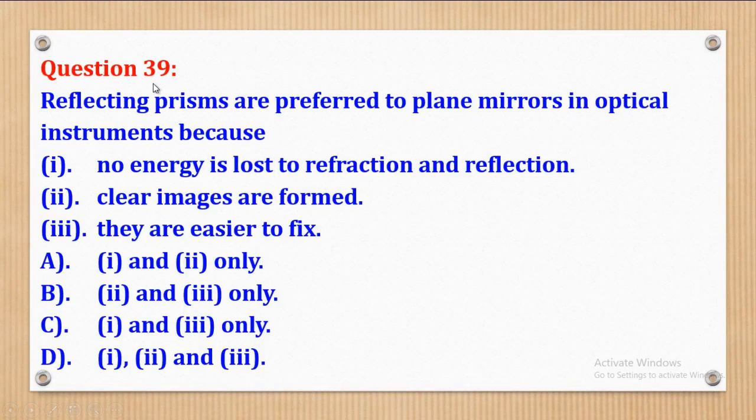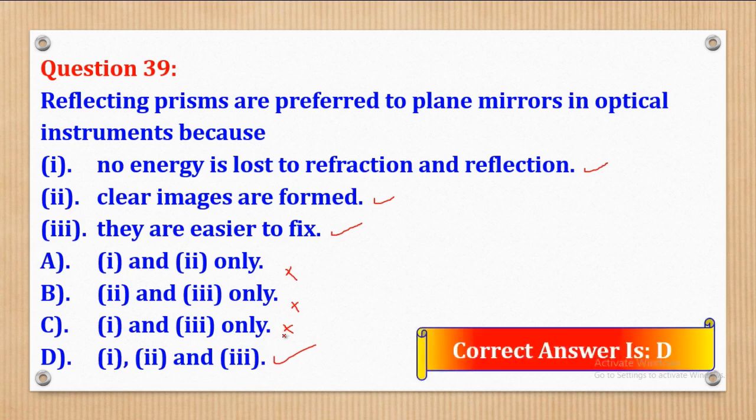So now we shall go to question 39. Question 39 says refracting prisms are preferred to plane mirrors in optical instruments because Roman 1, no energy is lost to refraction and reflection, which is okay. Roman 2, clear images are formed, which is okay, and Roman 3, they are easier to fix. Therefore, when you look at all these options, you realize this is not okay because it has eliminated Roman 3. This is not okay, it has eliminated Roman 1, and it's not okay, it has eliminated Roman 2. So this will be the correct answer. So correct answer was part D.